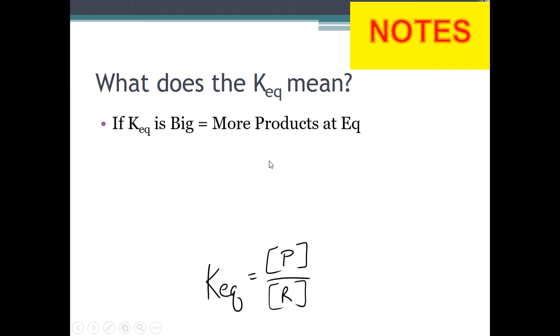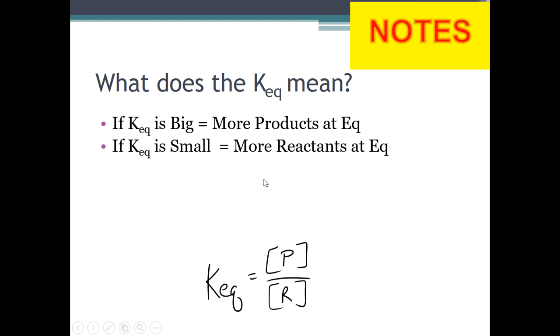Then there are more products at equilibrium, because that means that the top is bigger. There's more products. If it's small, which means it's less than 1, then there are more reactants at equilibrium. Makes sense, because that would mean there's a bigger pile of reactants and a smaller pile of products. That's why it's less than 1.